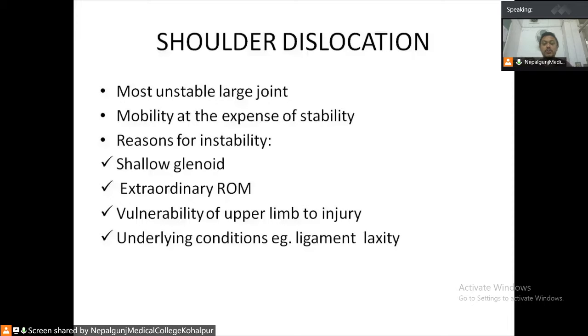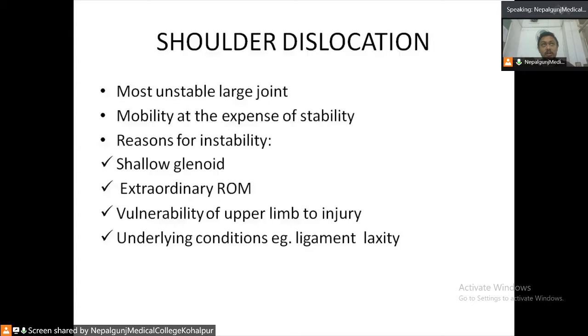Coming to the second dislocation, the other common dislocation we encounter in the upper limb. The shoulder is the most unstable large joint, as I have discussed earlier in anatomy. At the expense of mobility, the shoulder has less stability. The glenoid fossa is very shallow, and the rotating humeral head over it has a very high chance of dislocation once unexpected severe forces act against the stabilizing forces, the ligaments and muscles around the joint. The reasons for the instability: there can be a shallow glenoid.